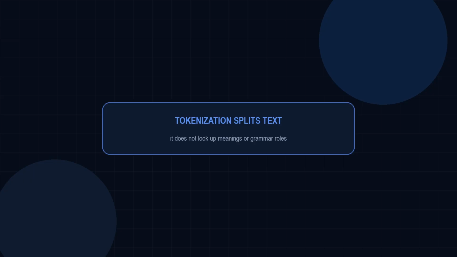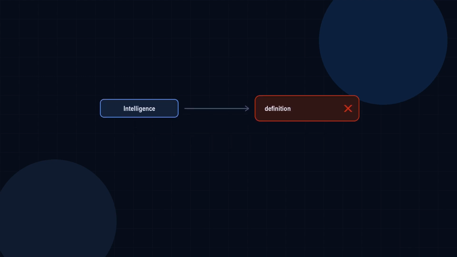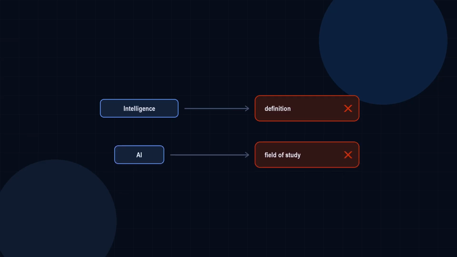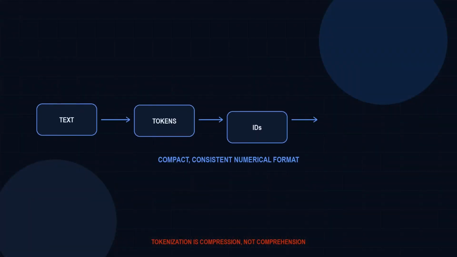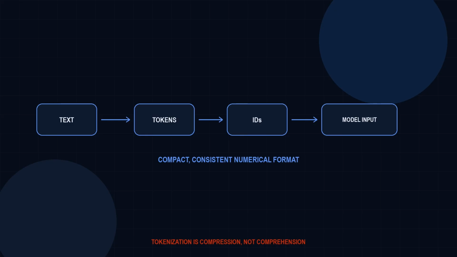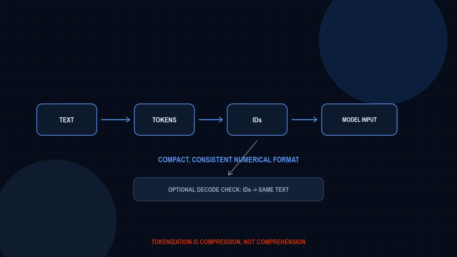One misconception that's worth naming directly is that tokenization is understanding. The tokenizer does not know what intelligence means. It does not know that AI is a field of study or that technologies is a plural noun. It is a compression step, not an understanding step. It converts text into a compact, consistent numerical format that the model architecture can consume. The meaning, if the model develops any from this, comes later through training. The tokenizer just builds the alphabet that the model is going to learn from.